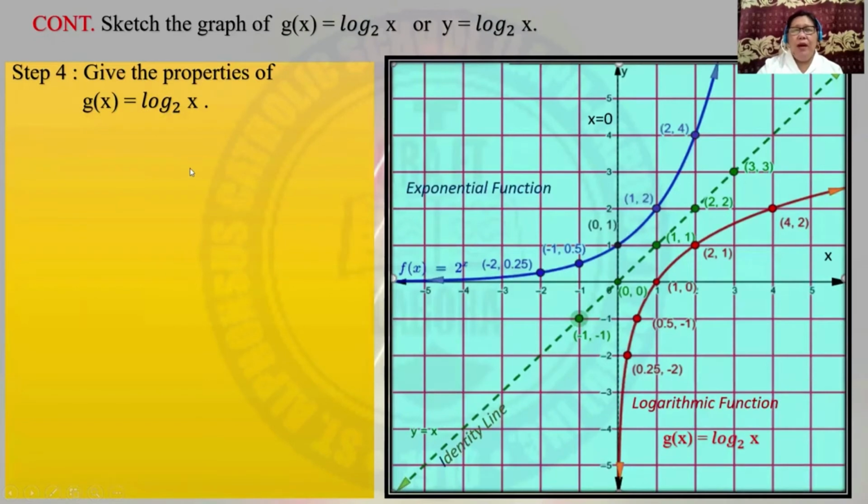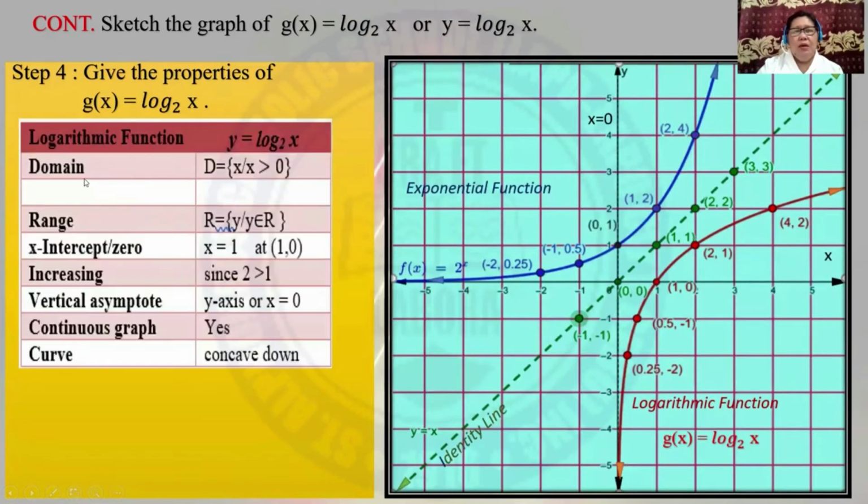Step 4, you have to give the properties of the logarithmic function. So for the domain, as you can see, you have x such that x is greater than 0. So starting here, you cannot use x is equal to 0 because this is the vertical asymptote. You can use only x greater than 0.